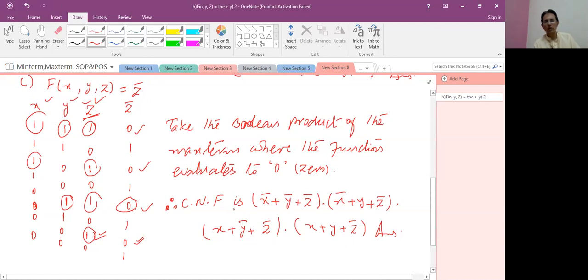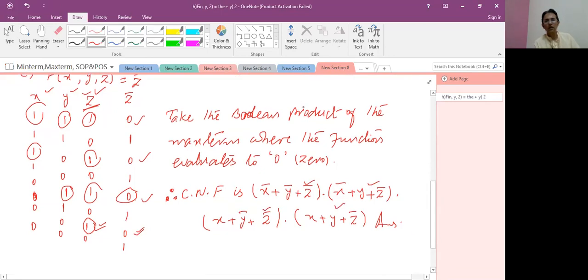So these are called conjunctive normal form. So there are 4 zeros and we write here 4 maxterm values in terms of conjunctive normal form.